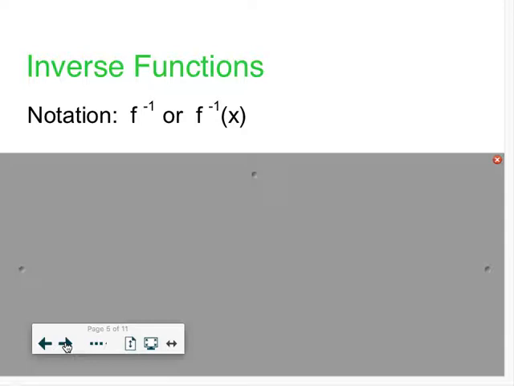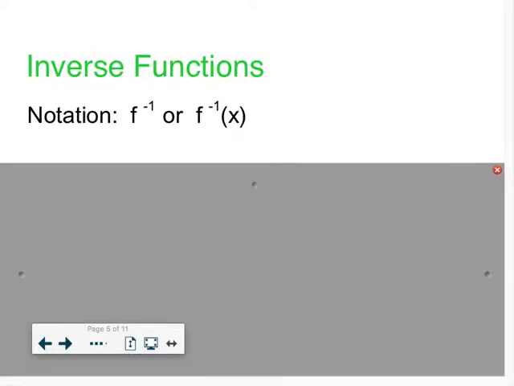All right, first thing, real quick notation. This is on the preview assignment. It looks like a -1 exponent, but you just read it F inverse. So you can notate it F inverse of X, inverse notation.